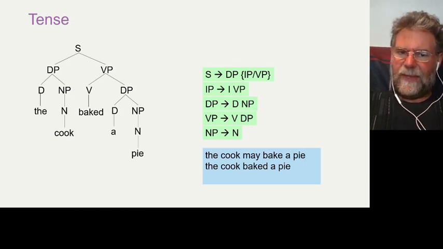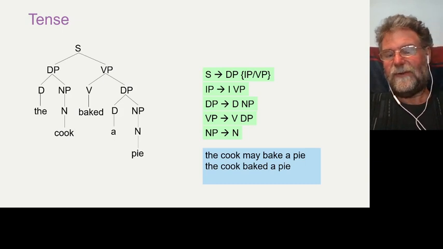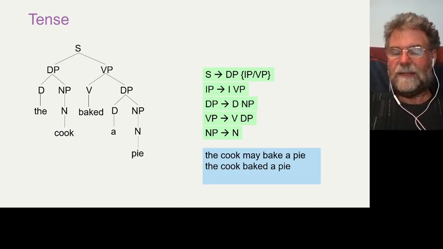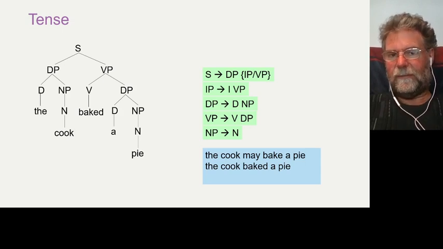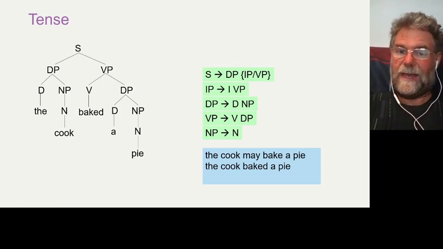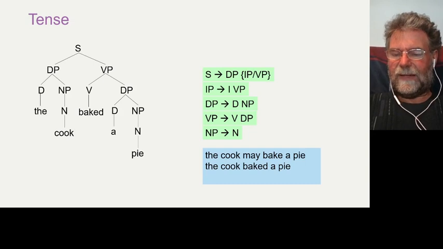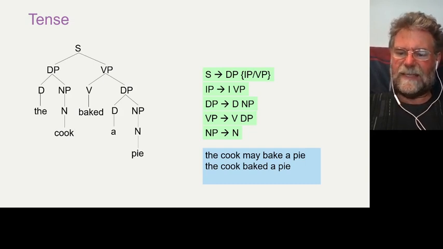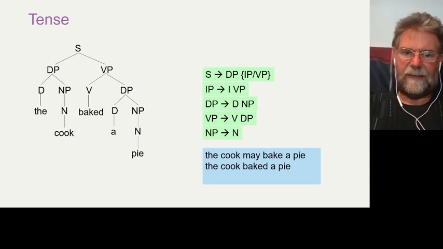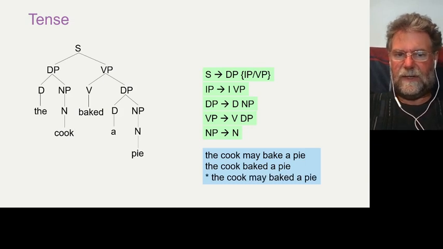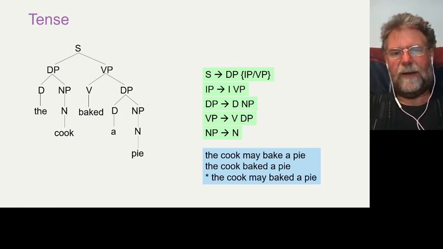However, that fails to notice that there is something in the second one that isn't present in the first one, and that is the tense morpheme on the verb. We've got there the form of the verb baked. Okay, and note you haven't got that when you've got the modal auxiliary, the cook may bake a pie. In fact, the modal auxiliary and the tense morpheme can't appear together in the same sentence. You can't say the cook may baked a pie.